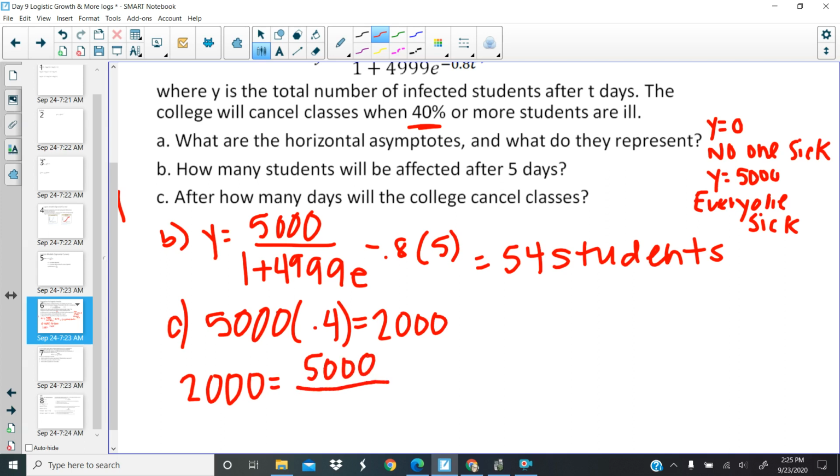Then what you need to do is set that 2,000 equal to our whole logistic equation, so equal to 5,000 divided by 1 plus 4,999 times e to the negative 0.8 t. And then to actually solve that out, my recommendation would be to just graph it and put the 2,000 in for y equals in one spot and the equation in for y equals in another spot.